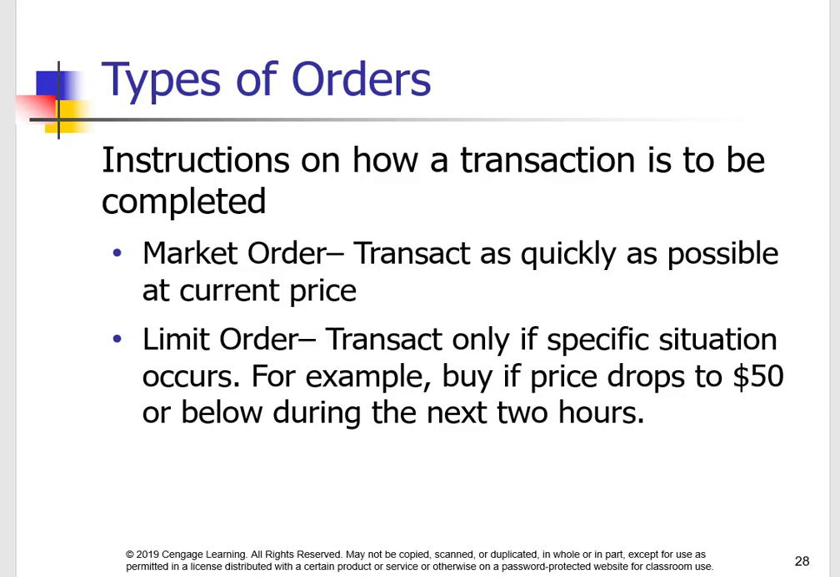A limit order, though, we're going to put some characteristics or some factors on the security. So we're going to have a transaction, but only if it meets these criteria or these particular variables. So if we say, I want to buy if the price drops to $50, or I want to buy if it drops within the next 2 hours. If it drops to $50, I want you to buy it.